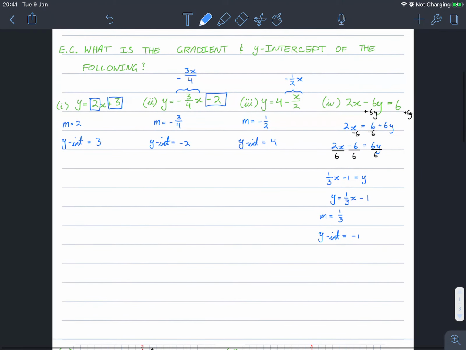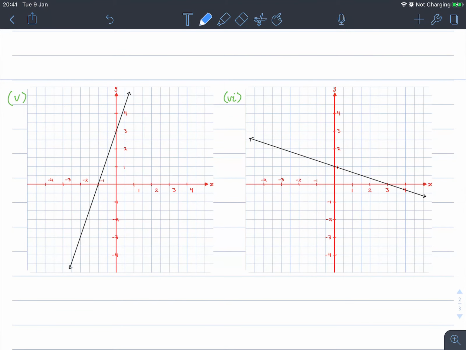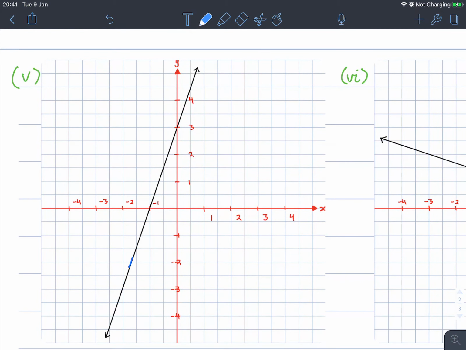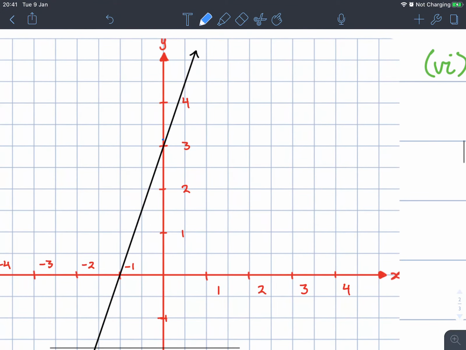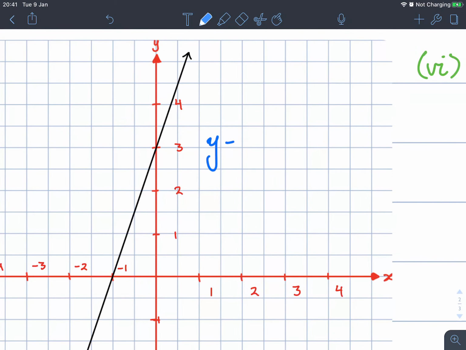We'll look into slightly more difficult problems now. Let's take a look here. Now we are in graphs, so let's get straight into it. The y-intercept means where the line, this one in black, crosses our y-axis. So whatever coordinate this is here, that is going to be our y-intercept. Since the line passes through 3, our y-intercept is going to be 3.